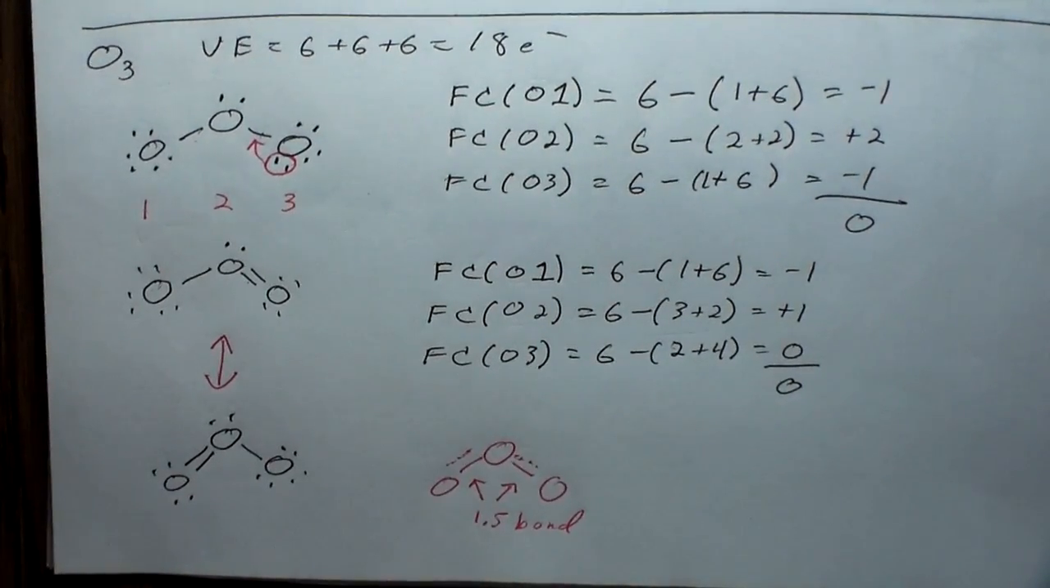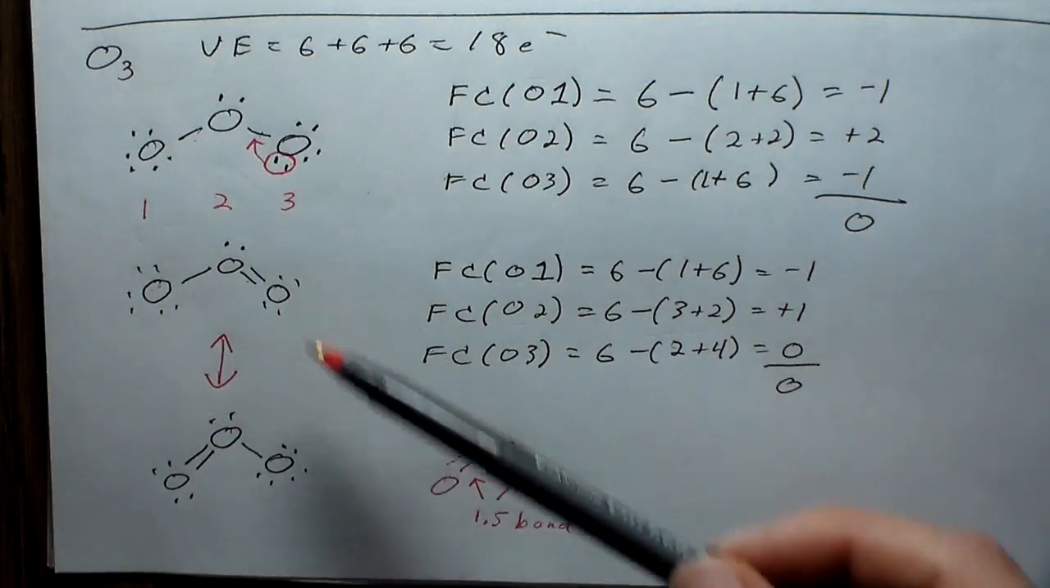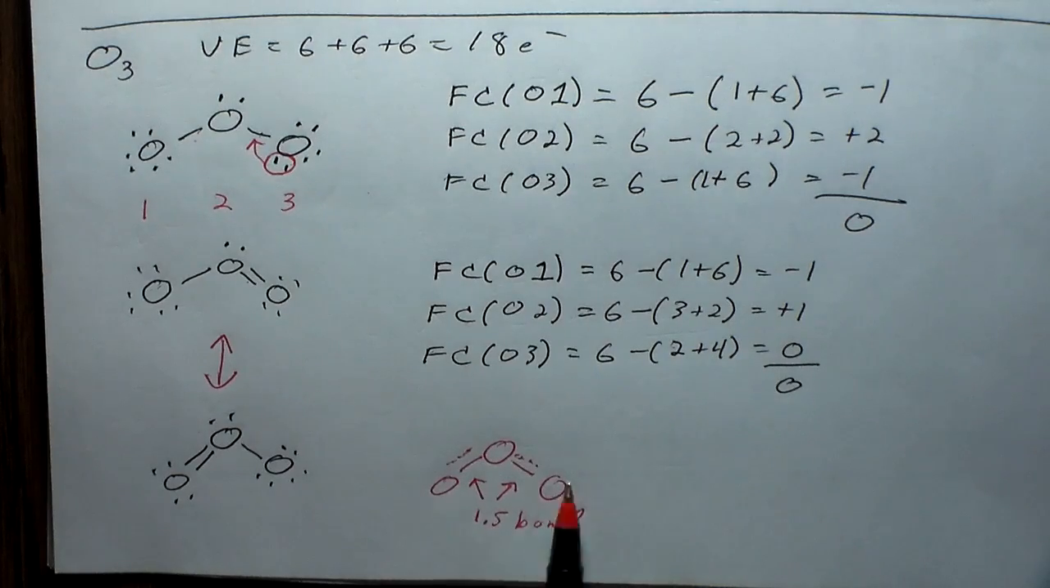It's not a single bond, it's not a double bond, it's a 1.5 bond. So this is what we're basically seeing. These Lewis structures are saying it's going between single and double bonds. In reality, you just take the average and you have a 1.5 bond for that.